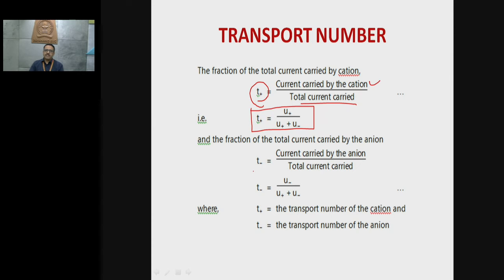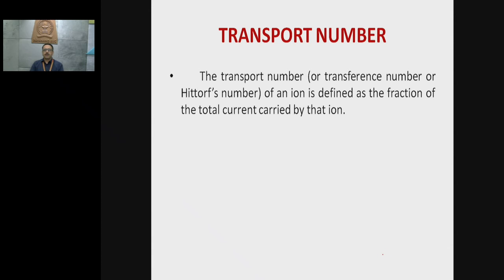Similarly, the transport number of the anion is equal to the current carried by the anion divided by the total current. So T- is U- divided by U+ plus U-, where T+ and T- have their usual physical significance, the transport number of the cation and of the anion. The transport number, also referred to as the transference or Hittorf's number of an ion, is defined as the fraction of total current carried by that ion.